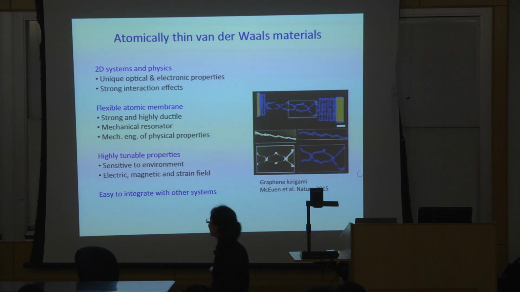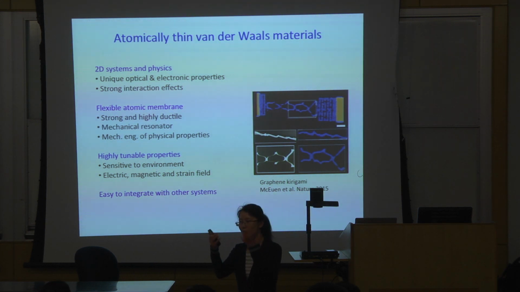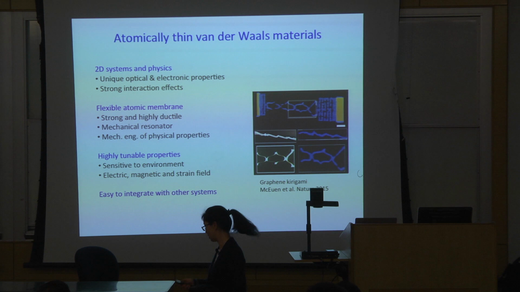So this is a single layer of graphene. You can stretch it, you can form all sorts of shapes. So you can think about using them as flexible membranes, and because they're only one layer thick or a few layers thick, you can perturb the system easily. You can either put charge into it or change the environment. So doing those things can change the physical properties.